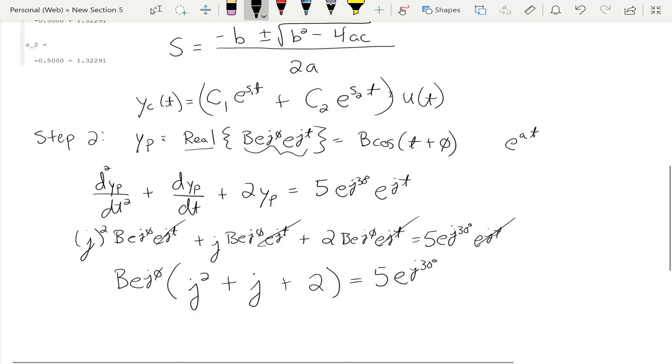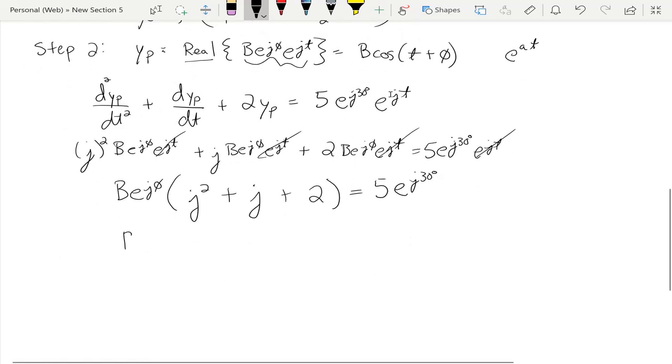If I had this term that's left here, what do I know about j squared? It's minus 1. So I can write this whole thing as b e to the j phi times minus 1 plus 2 plus j equals 5 e to the j 30 degrees.